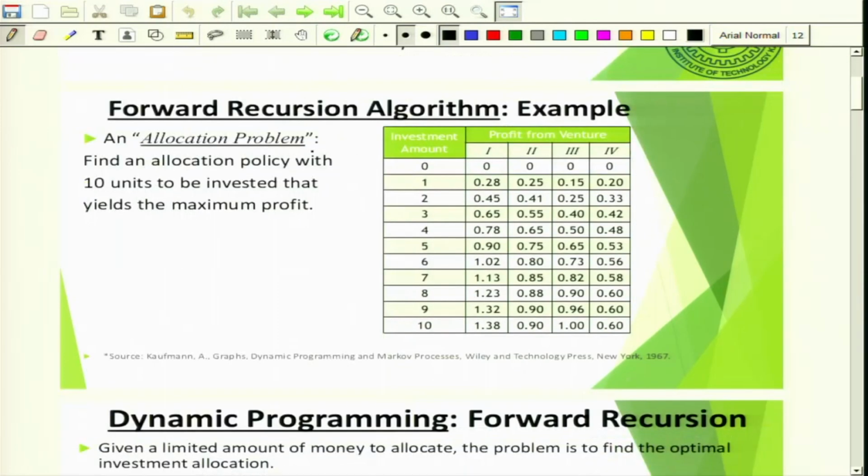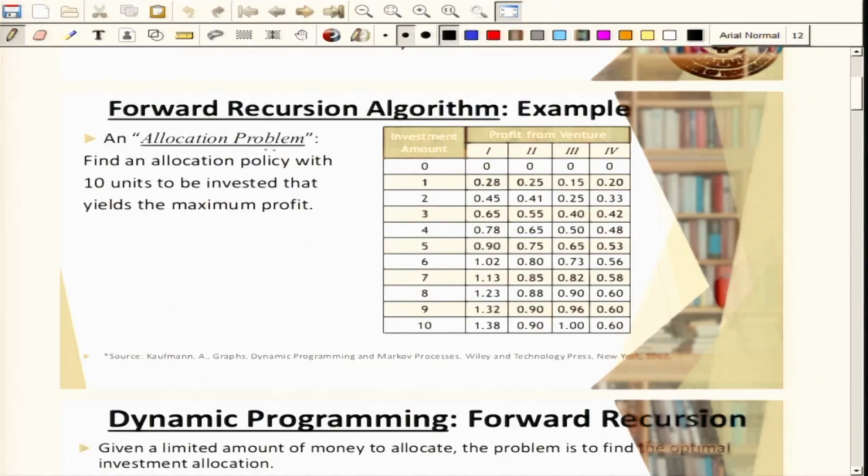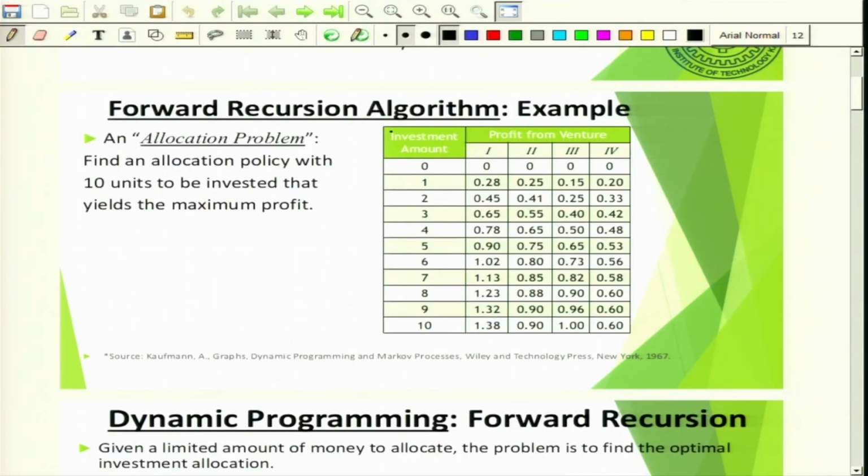Now in today's class we will discuss the dynamic programming based approach. Before that, let me give you an analogy of investment plans, how best you can get the profit by investing in different ventures, so that we can apply the same analysis to the power system problem. We call it the forward recursion algorithm. There are two types of dynamic programming, forward recursion and backward recursion algorithm. So let's take the forward recursion algorithm.